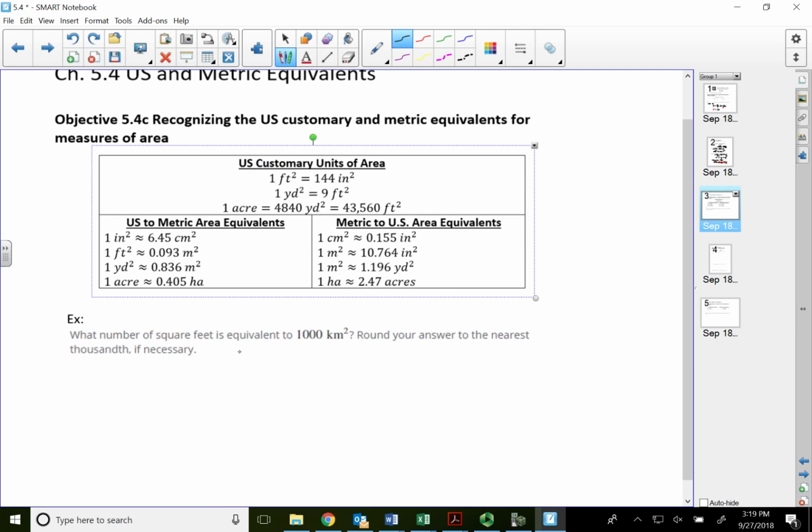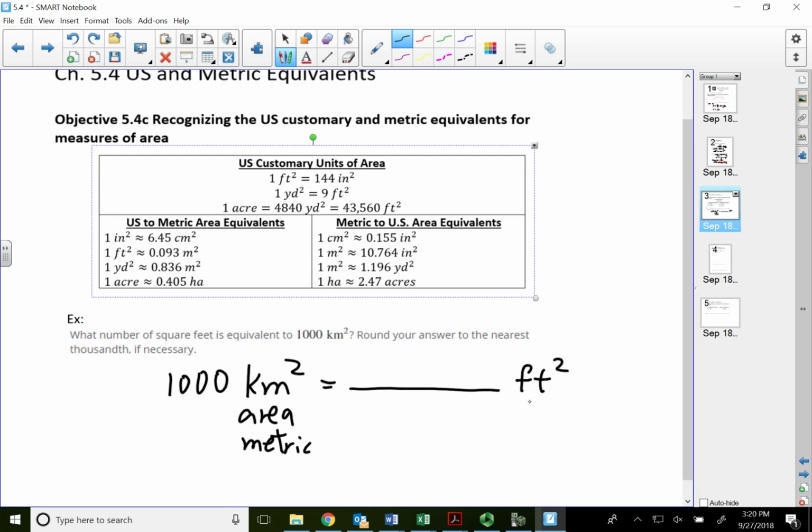So what number of square feet? Square means area, and feet is U.S., is equivalent to 1,000 square kilometers. So this is 1,000 square kilometers, and this is area for metric, is equal to so many square feet. This square feet is also area, but for U.S. So area of metric to U.S. area, that will be the right hand side.